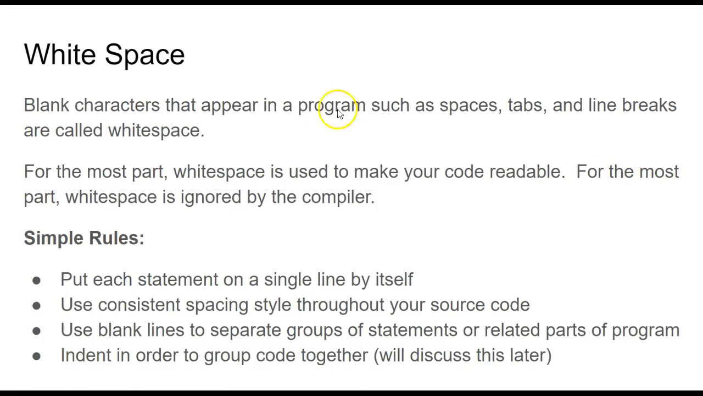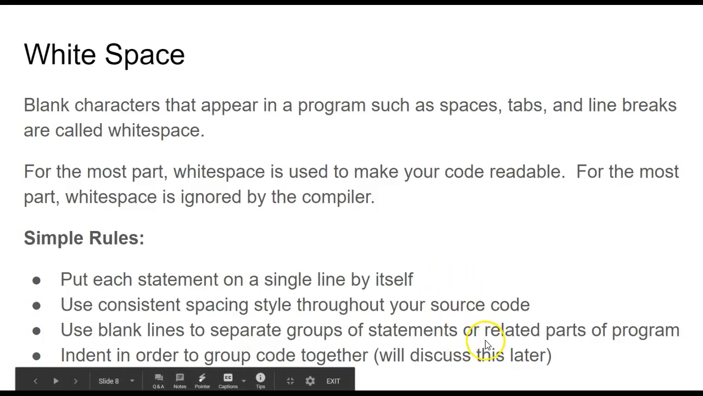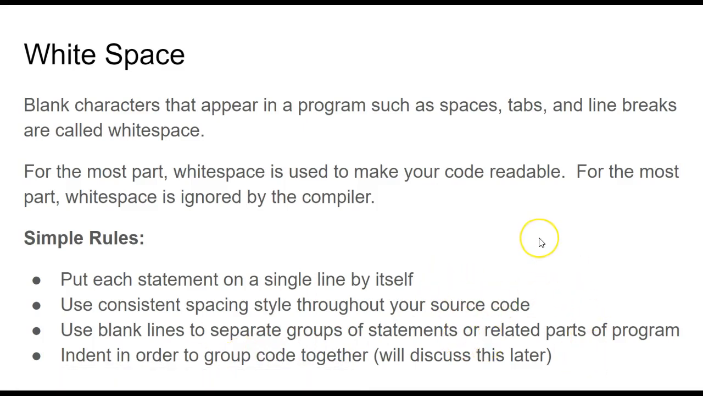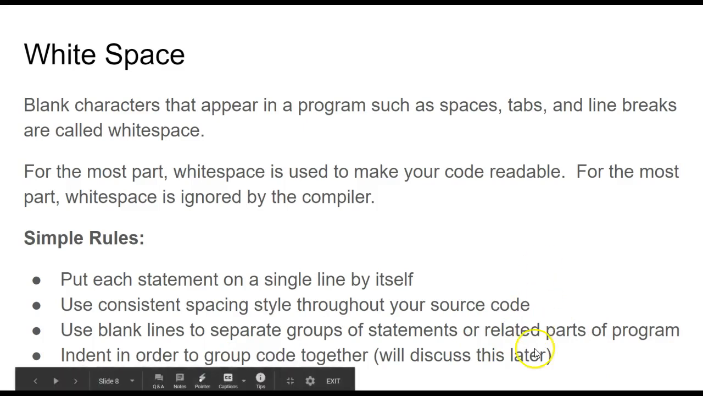Throughout my code, I'm going to have what's called white space, or blank characters that appear, such as spaces, tabs, line breaks. This white space, for the most part, is used to make your code more readable. I don't need white space, but if I don't place white space, it would be impossible to read. Whatever I put in white space is ignored by the interpreter or the compiler. I should put each statement on a single line. I should be consistent the way I use my spacing throughout my code. I should use blank lines to separate different sections or parts of my code, and I should indent in order to keep my code together. And we'll discuss why we do that later.